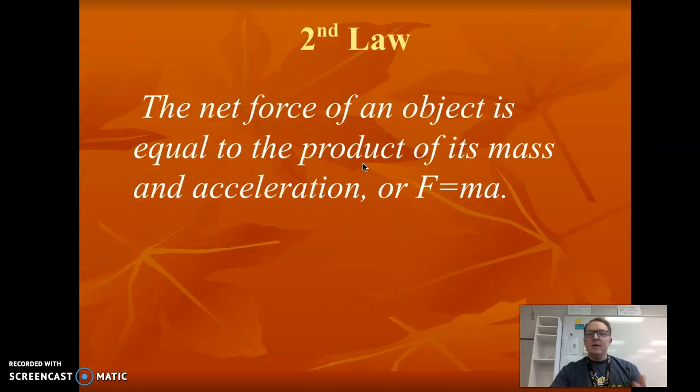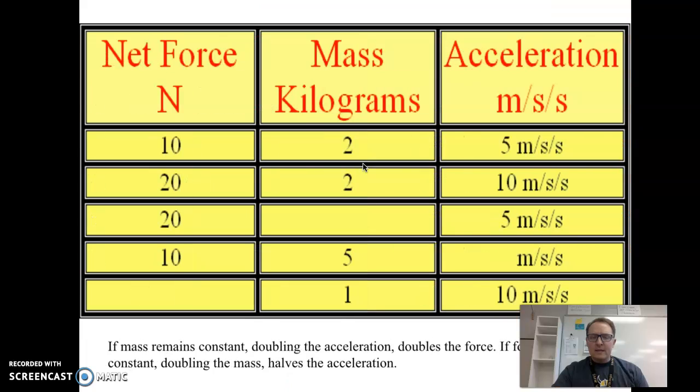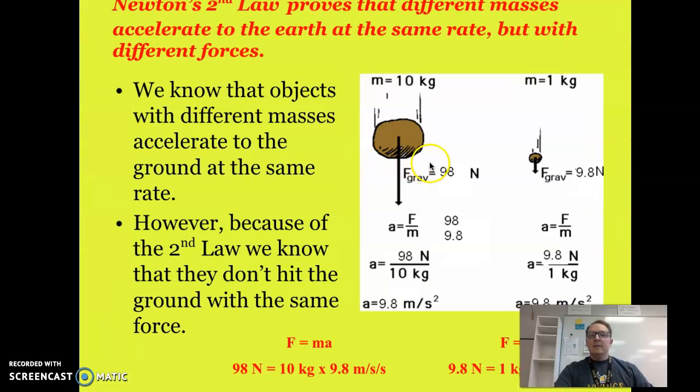Okay? So this idea of net force just suggests that there can be a whole bunch of forces acting on an object, but whoever's winning the push-of-war or the tug-of-war, those forces will determine the direction that an object moves. Okay? I'm going to skip past a lot of this. We'll work through a lot of this in class. Let me show you this real quick.